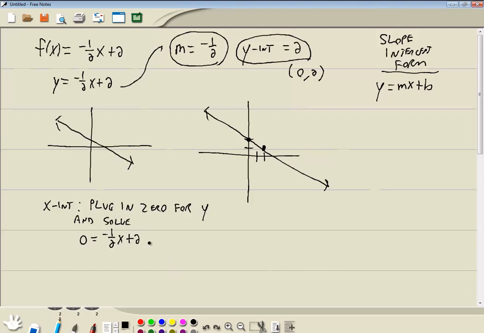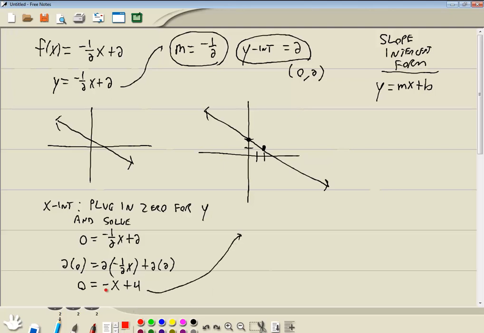Now this is a linear equation, so I'll go through my 4 steps. First step, get rid of parentheses, don't have any. Second step, get rid of fractions. Multiply everything by the LCM of all your denominators. We only have one denominator, the 2, so it is our LCM. So we'll take 2 times 0, 2 times negative 1/2 x, and 2 times 2. 2 times 0 is 0. Here these 2's cancel. Gives me negative 1x or negative x. And 2 times 2 gives us 4.